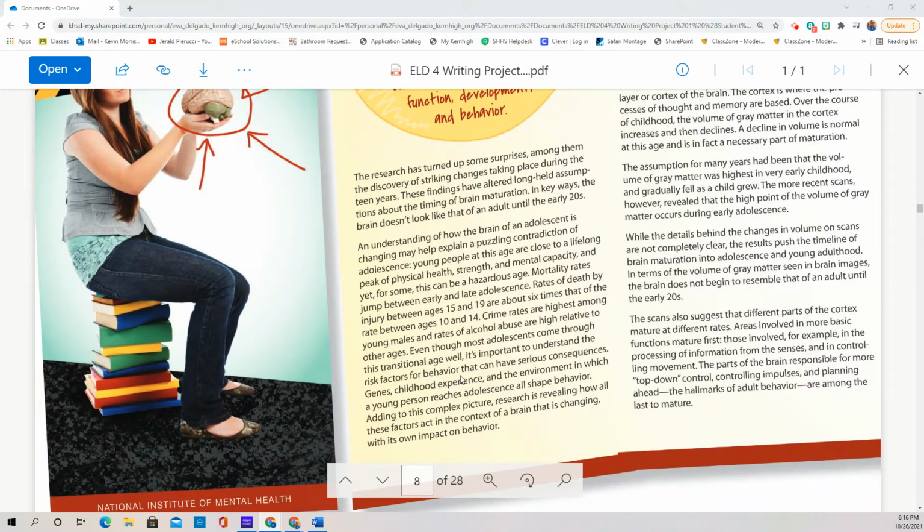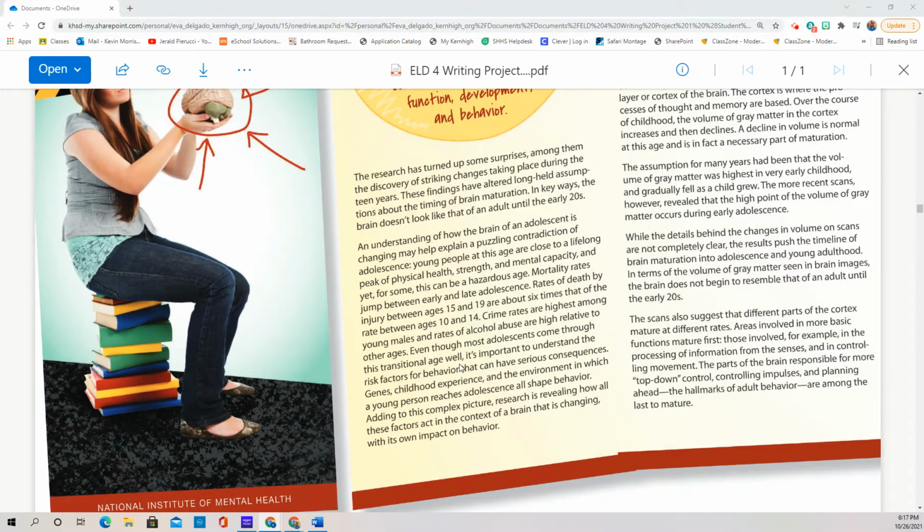An understanding of how the brain of an adolescent is changing may help explain a puzzling contradiction of adolescence. Young people at this age are close to a lifelong peak of physical health, strength, and mental capacity, and yet, for some, this can be a hazardous age. Mortality rates jump between early and late adolescence. Rates of death by injury between ages 15 and 19 are about 6 times that of the rate between ages 10 and 14. Crime rates are highest among young males, and rates of alcohol abuse are high relative to other ages. Even though most adolescents come through this traditional age well, it is important to understand the risk factors for behavior that can have serious consequences.